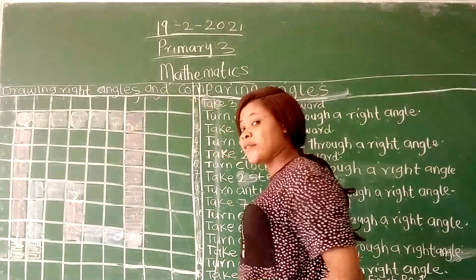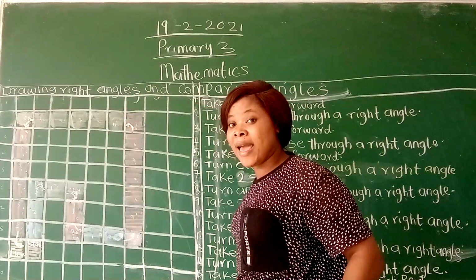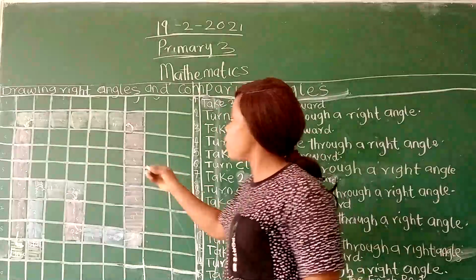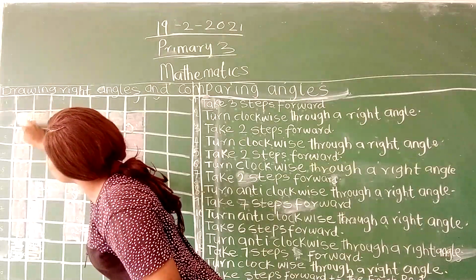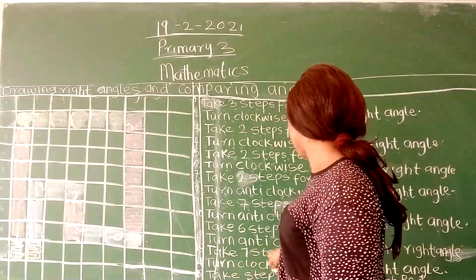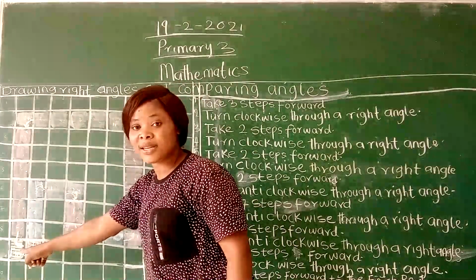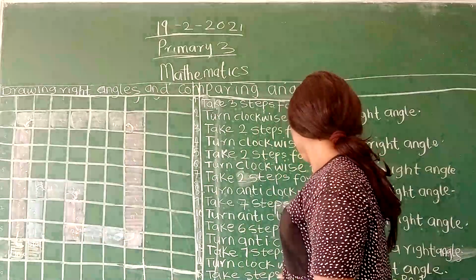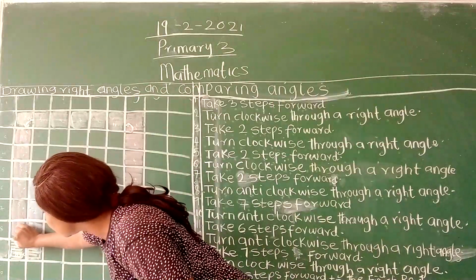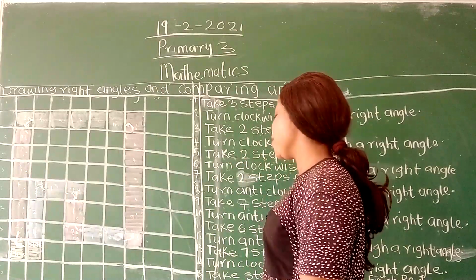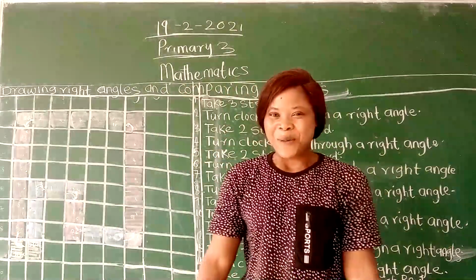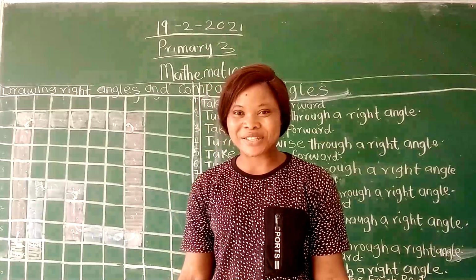I told you that the left side we refer to as anti-clockwise, right is clockwise. So we move like this. Good. The next one is take 7 steps forward. You count 7 squares, you color the 7 squares, then turn in the clockwise direction, which is here. You get to the finish. So how did you see the directions?